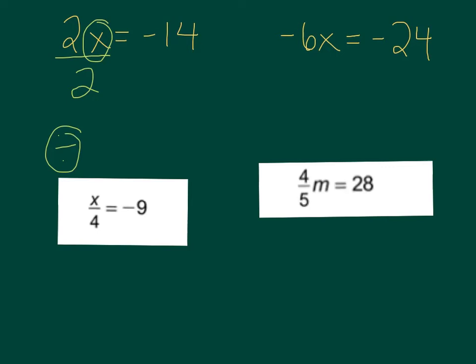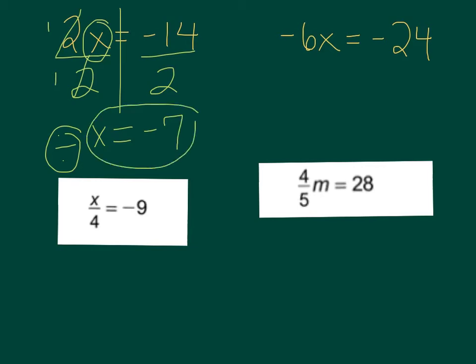And the rule is, if you divide one side by 2, you have to divide the other side by 2. These cancel to ones, so we have x equals, and negative 14 divided by 2 is negative 7. So my answer is x equals negative 7. And again, I know a lot of you can do that in your head, but you have to show these steps, or when we get to the multi-step, it's going to be very difficult.